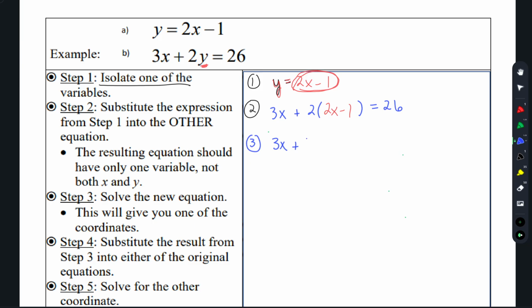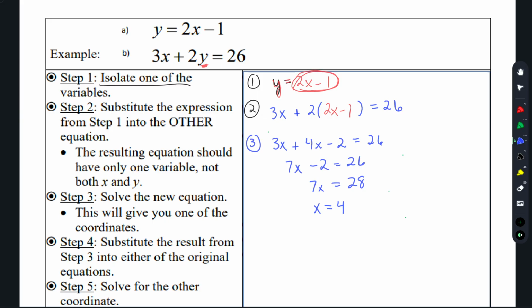So you're going to do distributing, and then you're going to combine like terms. So you're going to distribute the 2. Then you're going to combine the 3x and the 4x, so you get 7x. And then you're going to add 2 and then divide. So you get 4. Okay. So you do all your math, get a number, and so you got x at least.